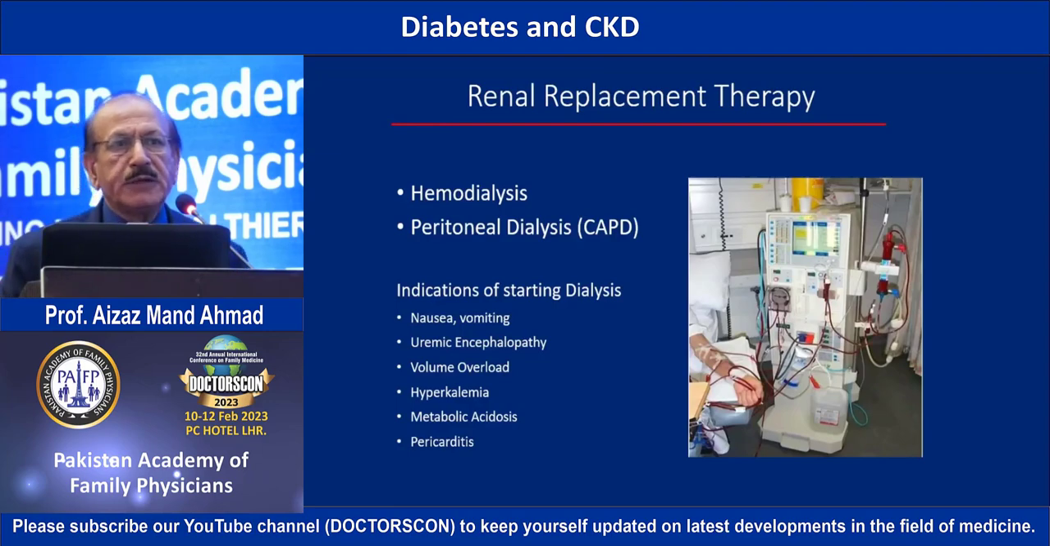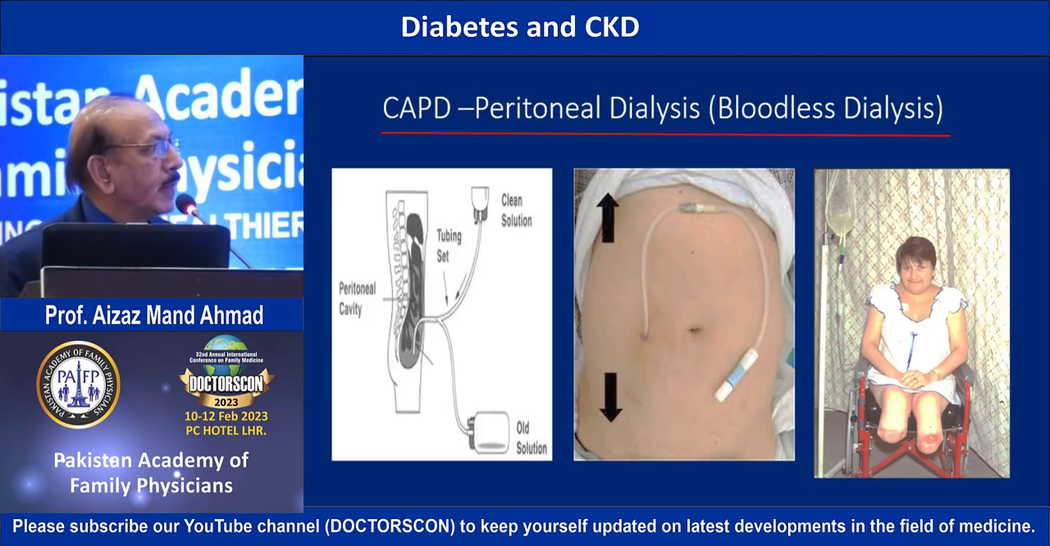So what is the treatment for patients who have progressed to end-stage kidney disease? Hemodialysis or peritoneal dialysis. The indications for initiating dialysis are nausea, vomiting, uremic encephalopathy, volume overload, hyperkalemia, metabolic acidosis, or pericarditis. Or you can do peritoneal dialysis, where a catheter is placed in the belly and the fluid is then drained out. The peritoneal membrane acts as a dialyzer, and you put in clean solution and take out the dirty solution.